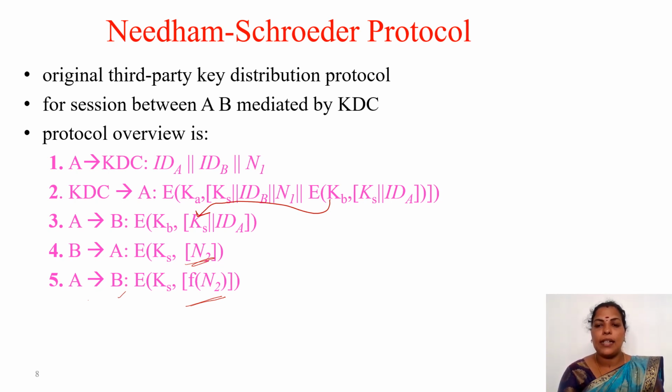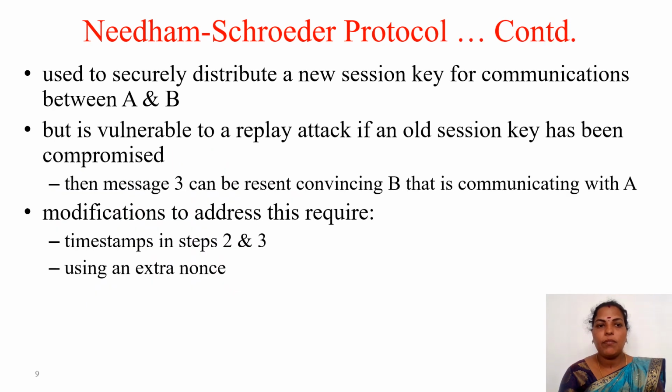Here it is for key distribution, and A and B are communicating with the help of the mediator, the key distribution center. So this Needham-Schroeder protocol is used to securely distribute a new session key for communications between A and B. It is vulnerable to a replay attack if an old session key has been compromised. We have already seen what a replay attack is, what the categories of replay attack are, and how to counter the replay attack. Then message 3 can be resent, convincing B that it is communicating with A.